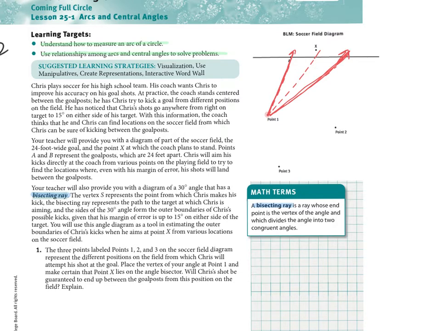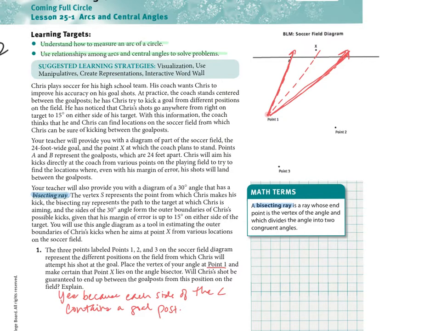So question number 1 asks, will Chris's shot be guaranteed to end up between the goalposts from point 1? So what do you think? Do you think a shot will be guaranteed? Yeah, I think it is, because we can see that each side of the angle contains a goalpost. So let's go ahead and write that down. So we are going to say for number 1, yes, because each side of the angle contains a goalpost.